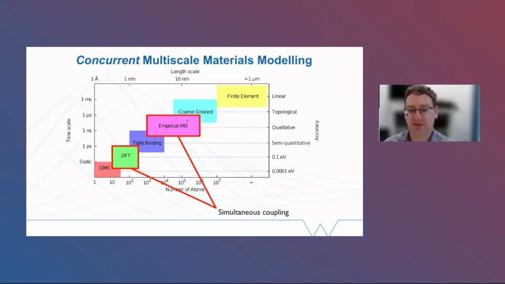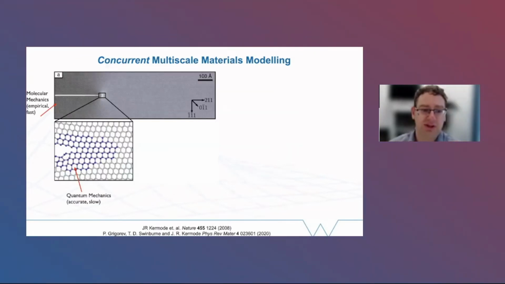And this has some advantages, but it also has some limitations. So I want to show one or two examples to present what the limitations of this approach are, and then we'll see how we can address it with the new method that I propose in the title of the presentation. So this is an example of this concurrent technique. We have a fracture system here that we'd like to model. This is silicon on the 111 cleavage plane, and we're interested in understanding crack propagation.